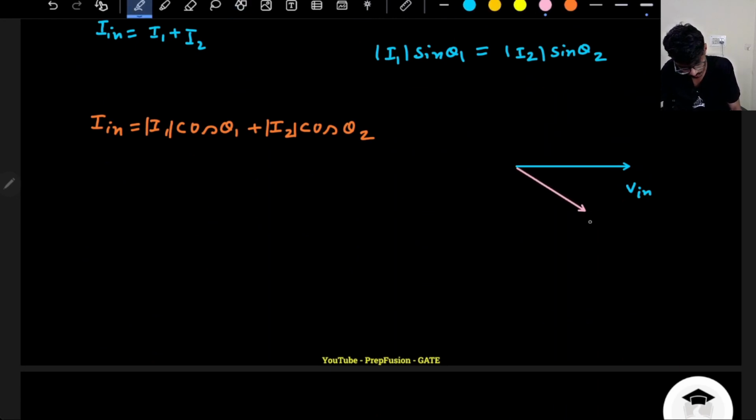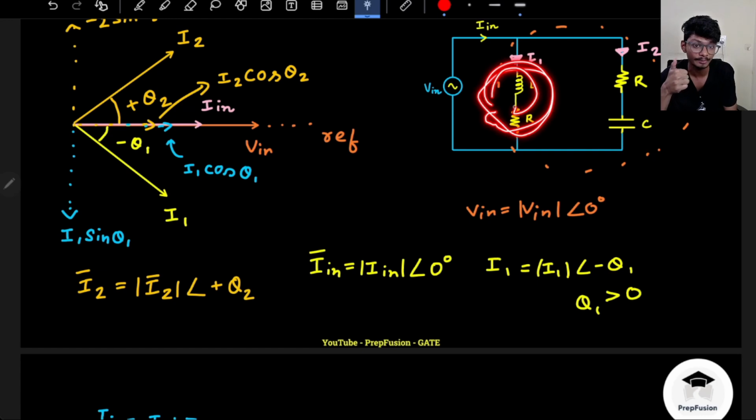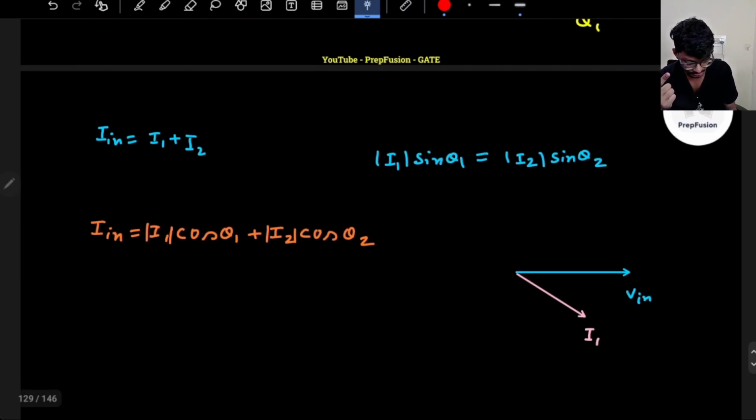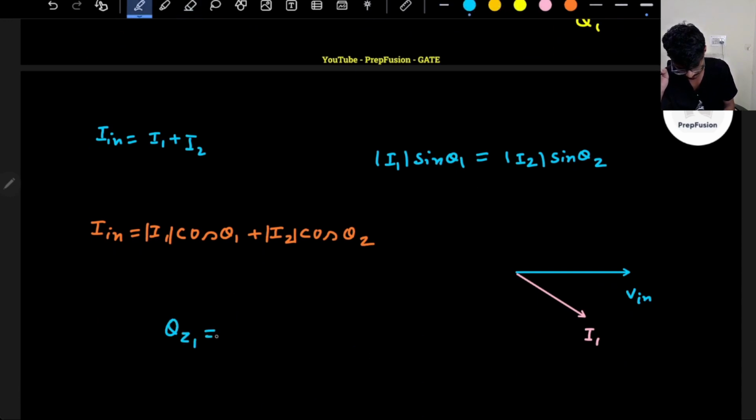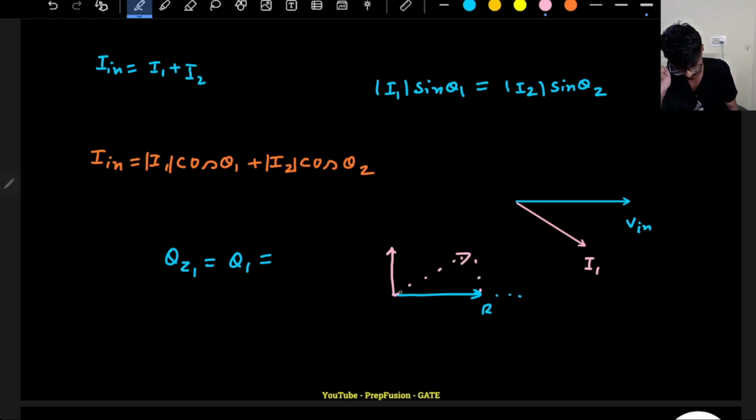This is my current I1, right? The lag of the current will be determined by the R and L, by the impedance angle, because the impedance angle and the angle between voltage and current are the same, correct? So if I find out phi z1, that will be equal to my theta 1 only. So what is theta z1? If I draw the impedance triangle, R is here in the reference, and XL will lead, plus jXL, right? This will be my impedance triangle, correct? This is my equivalent Z1, and this is my theta 1 basically.